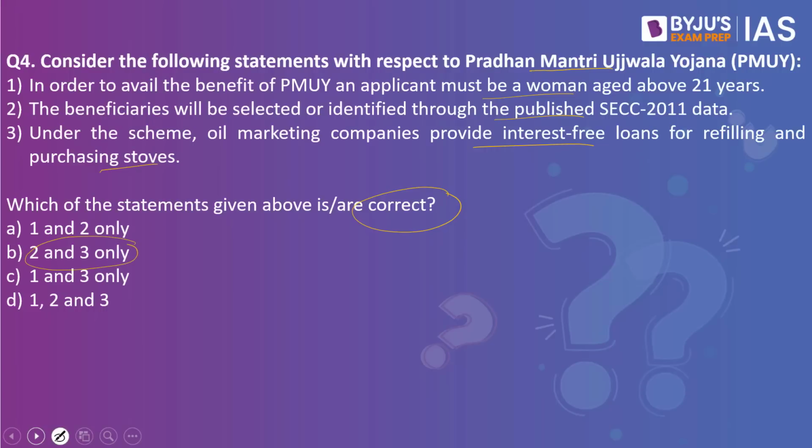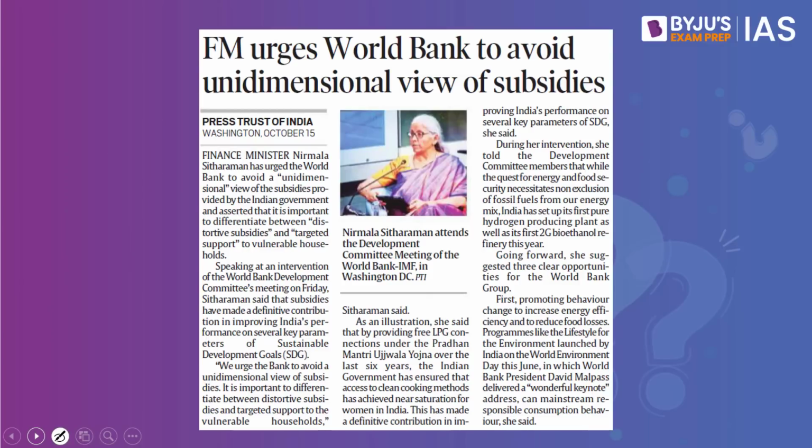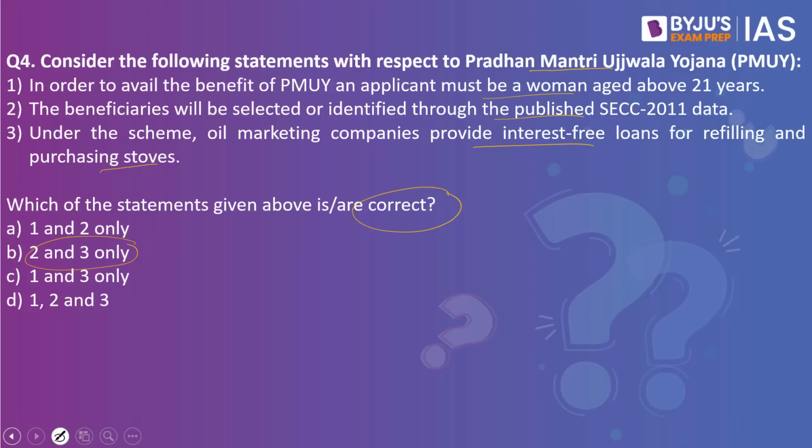Why have we taken this practice question? Because this article in the Indian Express makes a reference to Pradhan Mantri Ujjwala Yojana. Let us try and understand these statements. When you look into the first statement, in order to avail the benefit of PMUY, an applicant must be a woman. This part is right, but she should be aged 18 and above, and it is not 21. So remember, an applicant must be a woman and she should be more than 18. She should have attained majority. That is when she would be entitled to seek the benefits under the Pradhan Mantri Ujjwala Yojana.